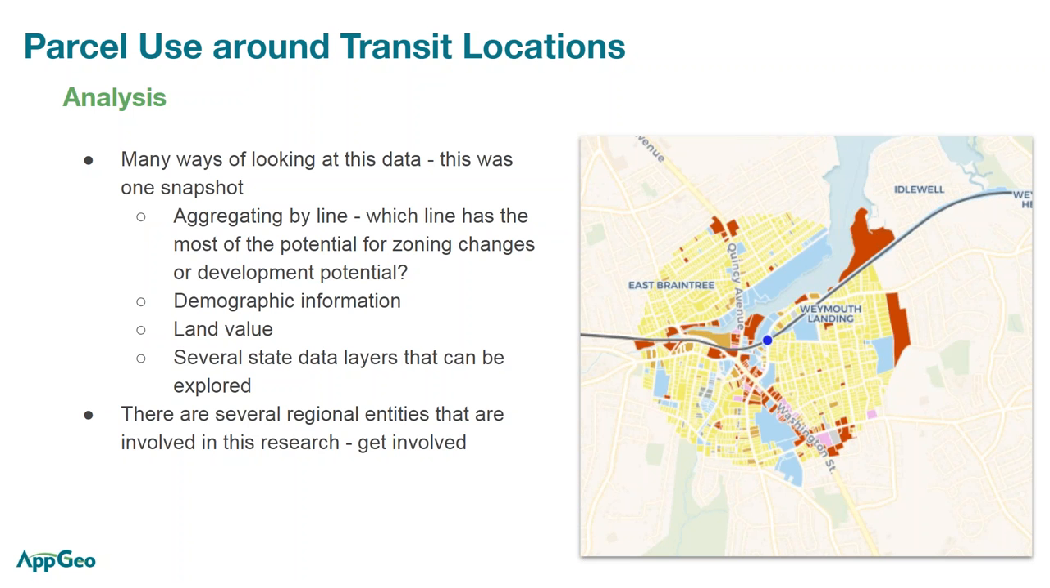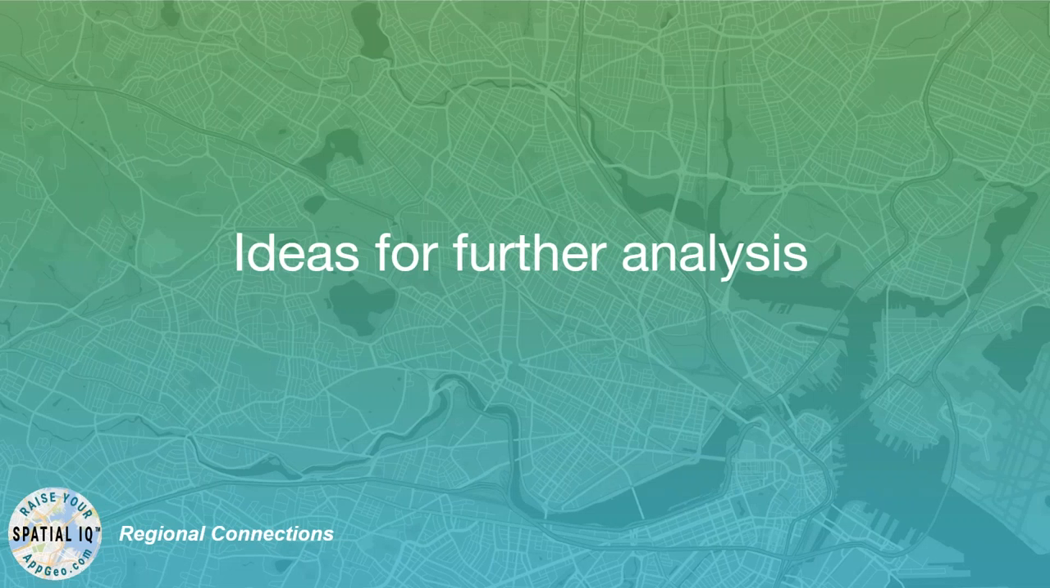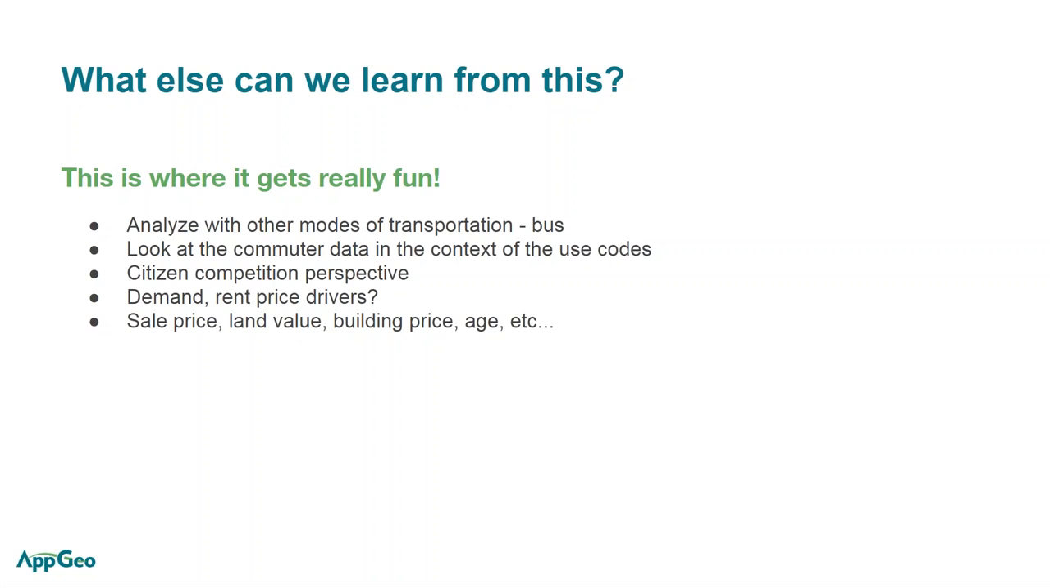And I think the key thing that we'd like to point out in all of this is that there are several regional entities that are involved in research like this. And they can help you with finding these regional connections, making the relationships and understanding the land uses around you, and how we can explore them from a regional perspective and make the areas where we live and work more livable and helpful to everybody. I think this leads us to ideas we can have for further analysis, and I'll hand it over to David to talk about that.